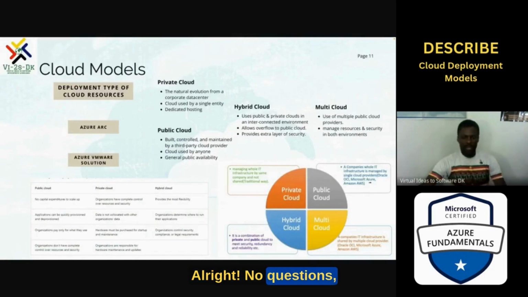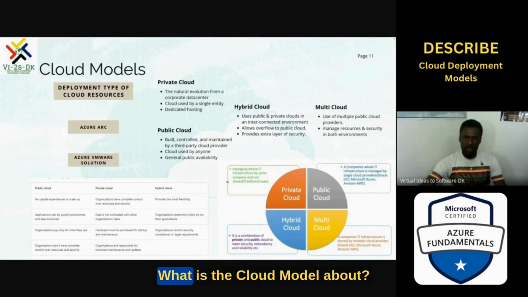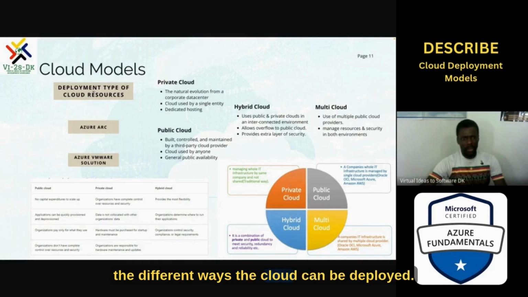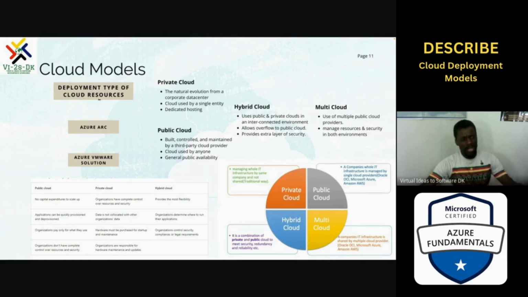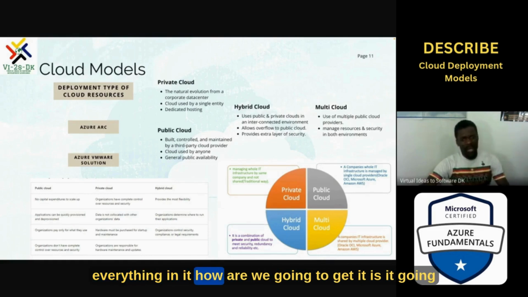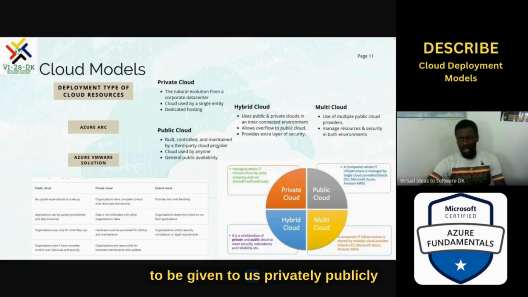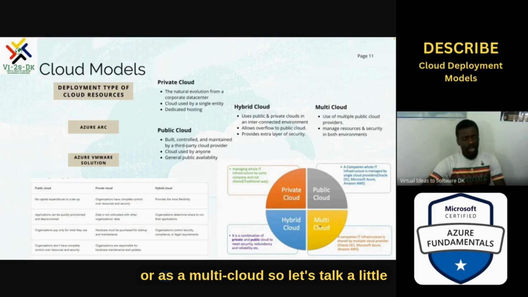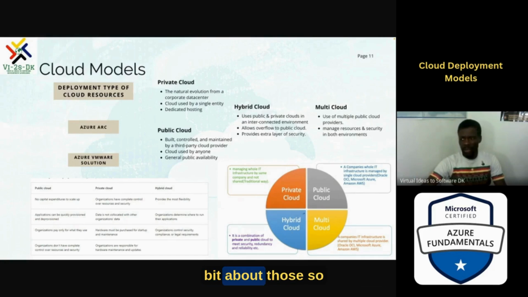All right, no questions. So what is the cloud model about? Again, we need to be able to understand the different ways that the cloud can be deployed. So we're talking about the deployment types of the cloud resources, the resources that are being given to us. Is it the hardware? Does it include just the software with everything in it? How are we going to get it? Is it going to be given to us privately, publicly? Are we going to consume it in a hybrid fashion or as a multi-cloud? So let's talk a little bit about those.